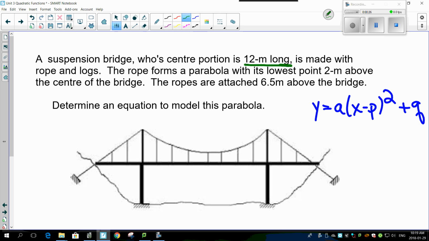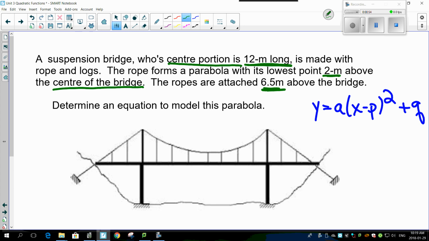meters long. So we're looking at the center portion, 12 meters long, is made with ropes and logs. So this is some kind of little suspension bridge over a creek or something. The ropes form a parabola with a point 2 meters above the center of the bridge. That's very important. And the ropes are attached 6.5 meters above the ground, or above the bridge, on maybe some sort of stilt or something like that. So some suspension beam or something.